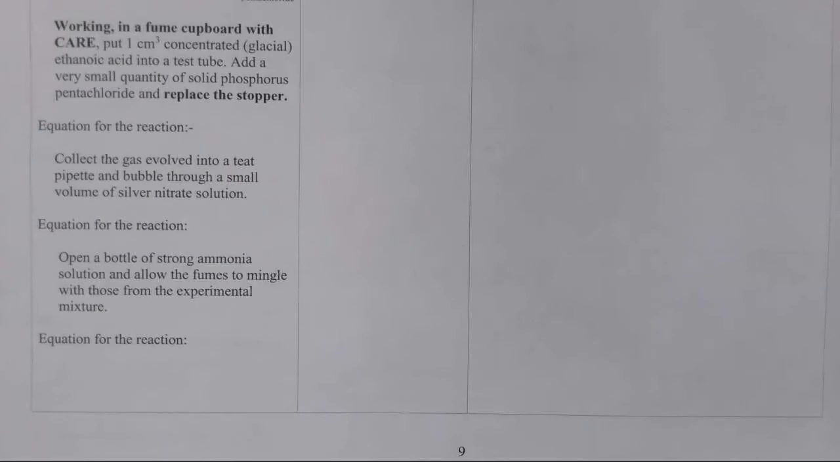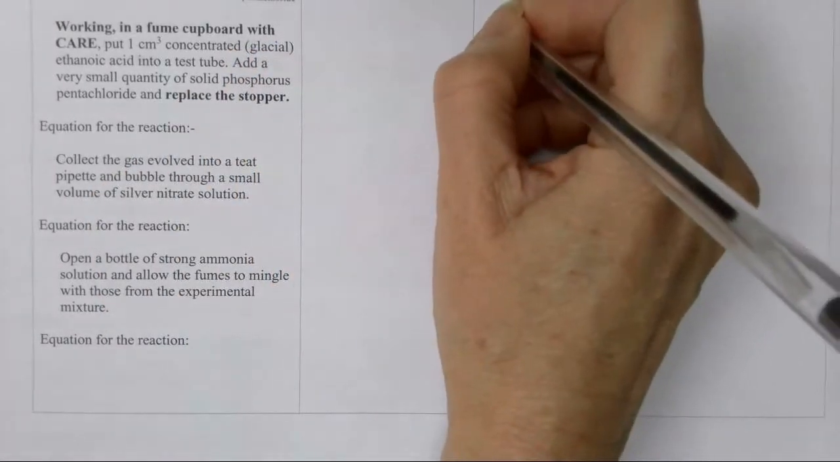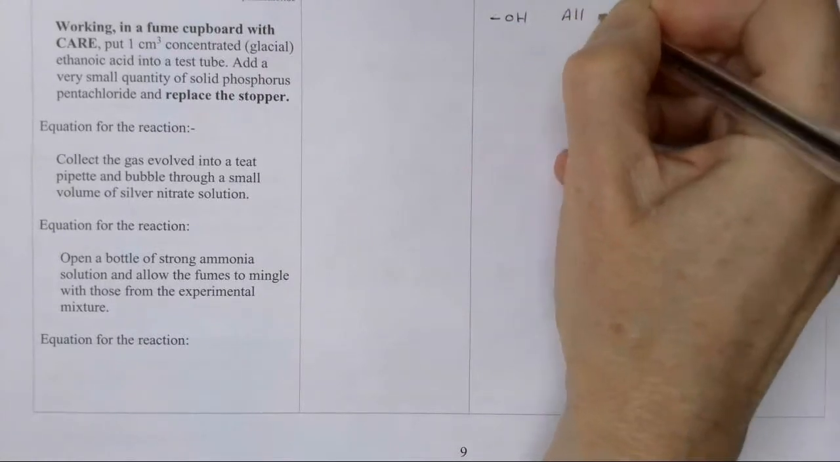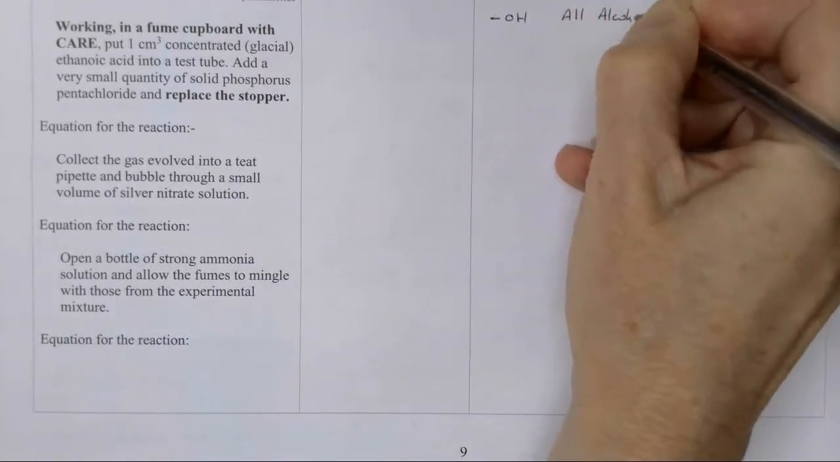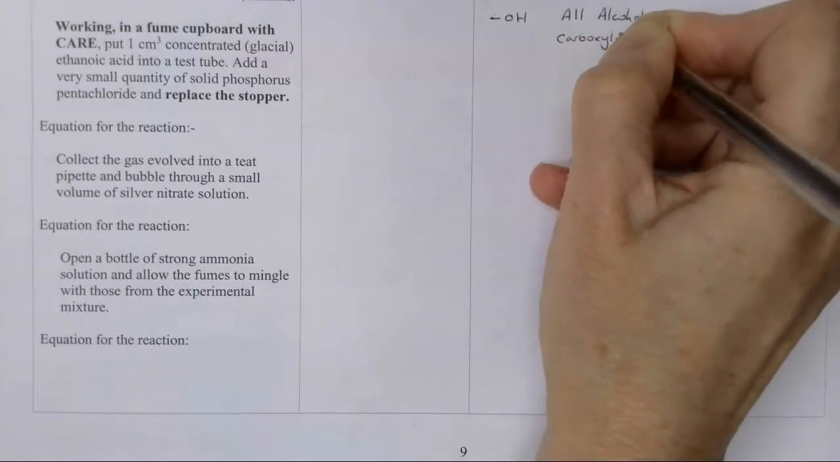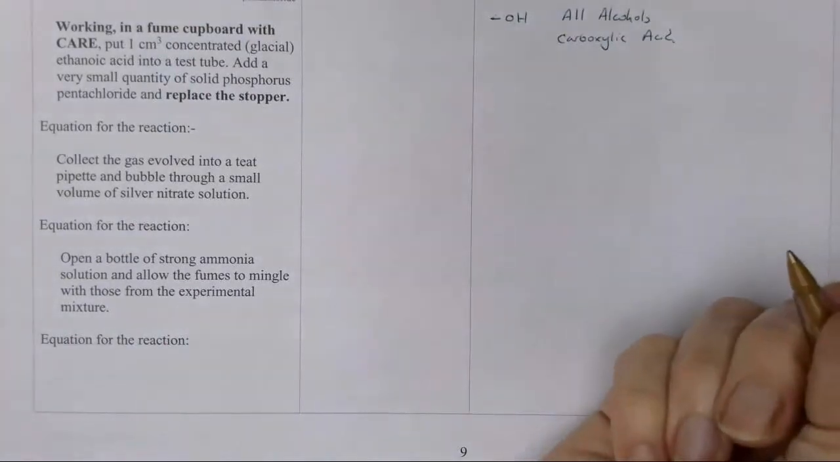Okay, so this is the last reaction that we're going to look at in terms of the testing for the carboxylic acids, and this is a very specific test. This tests for the OH group. So this tests for my OH group, so it works with all alcohols and carboxylic acids. So if it has an OH group, this will react.